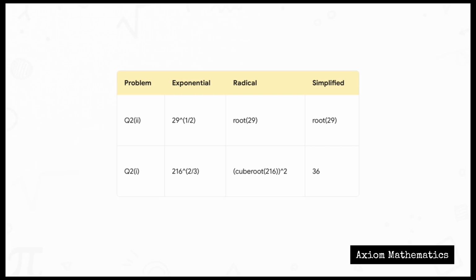For question 2.2, 29 to the 1/2 power just becomes the square root of 29. Simple enough. But question 2I is amazing. 216 to the 2/3 power. The denominator 3 means we take the cube root of 216, which is 6. Then the numerator 2 means we square that 6, and 6 squared equals 36. It is just so cool how these numbers unpack perfectly when you follow the rules.